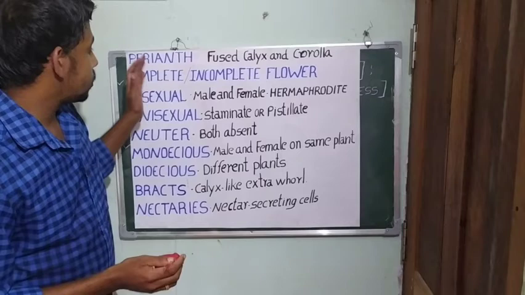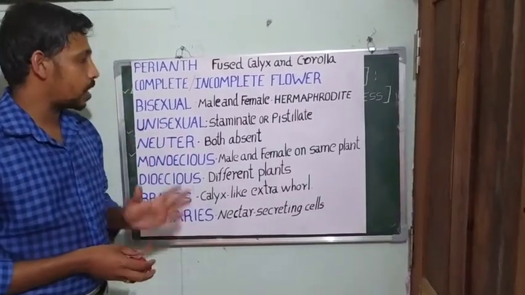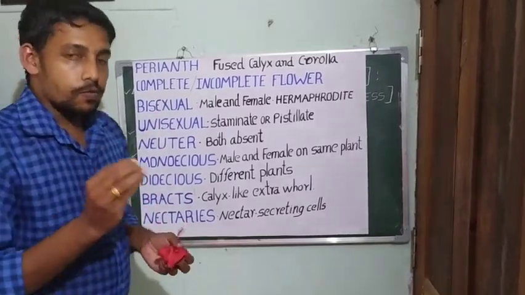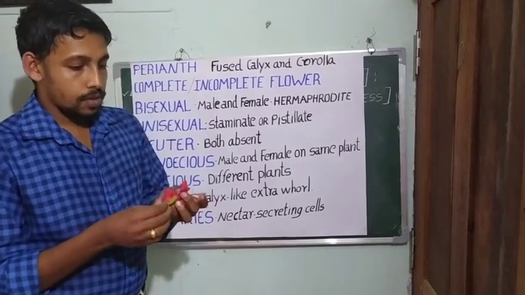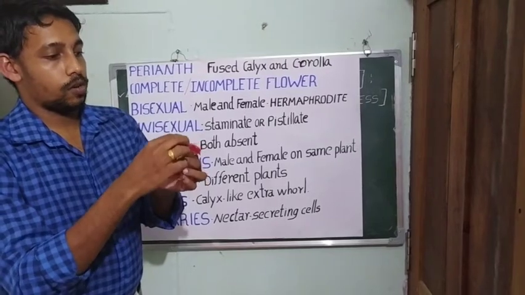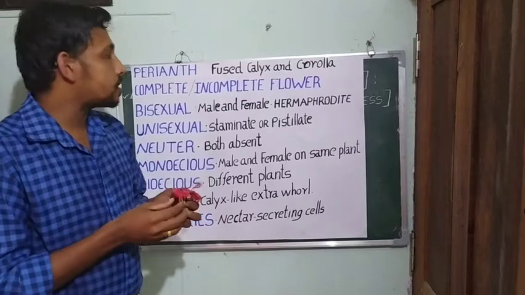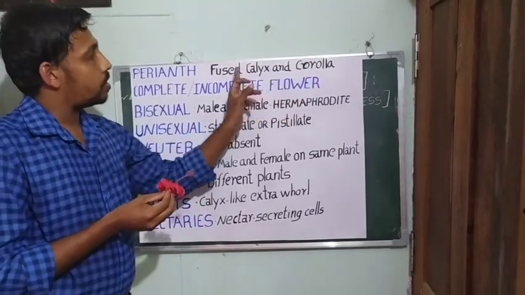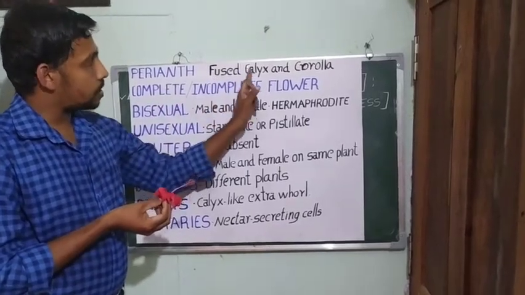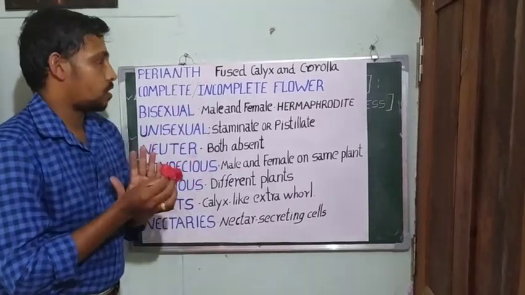Okay. Here are some terms related to flowers. So we have to know some of them. In some flowers, the calyx and the corolla can be easily distinguished. But in some flowers, the calyx and the corolla cannot be distinguished easily. That means there is a fused calyx and corolla. So this fused calyx and corolla condition is called what?